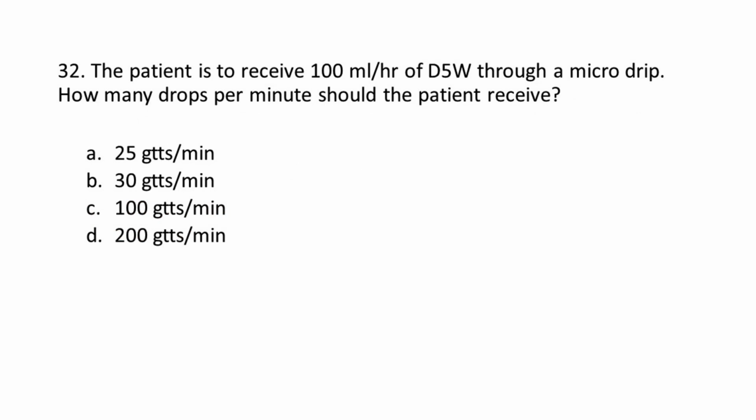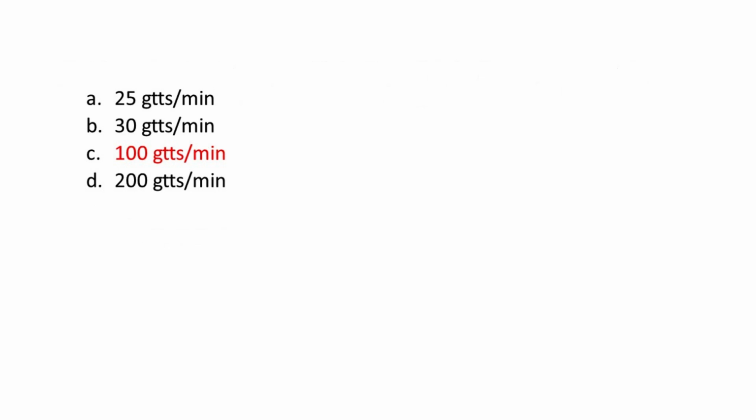32. The patient is to receive 100 milliliters per hour of D5W through a microdrip. How many drops per minute should the patient receive? A. 25 gtts per minute. B. 30 gtts per minute. C. 100 gtts per minute. D. 200 gtts per minute. The answer is C. 100 gtts per minute.